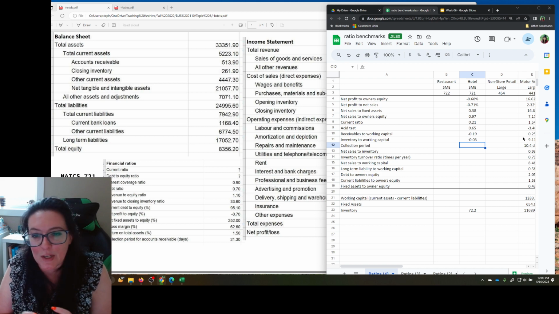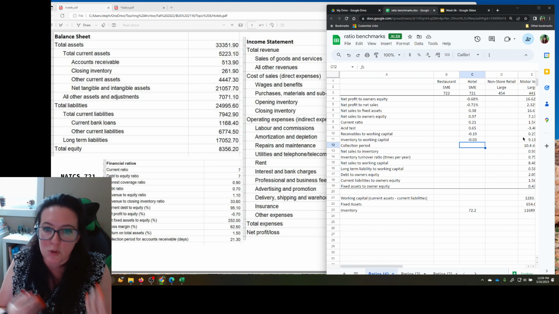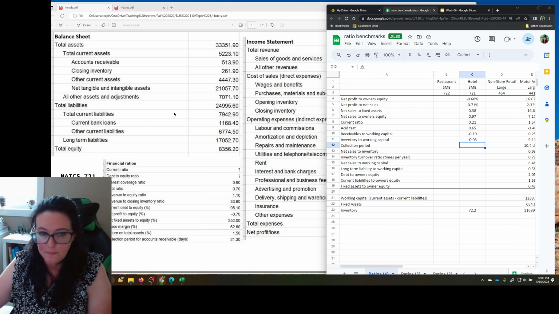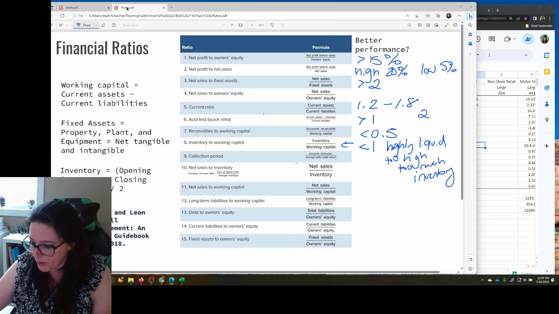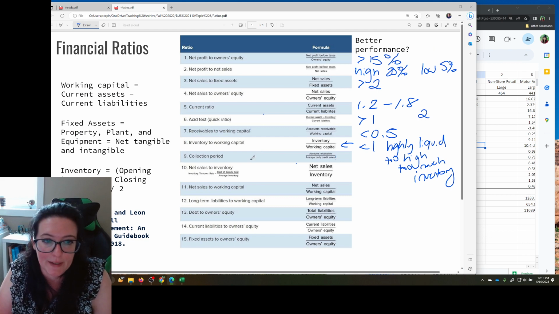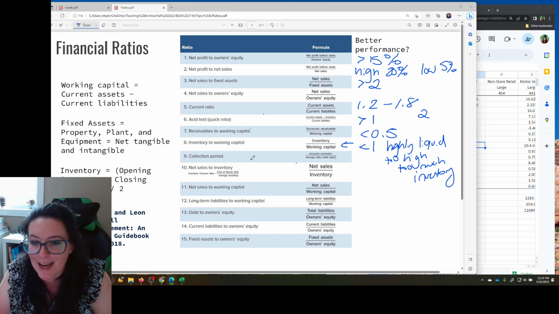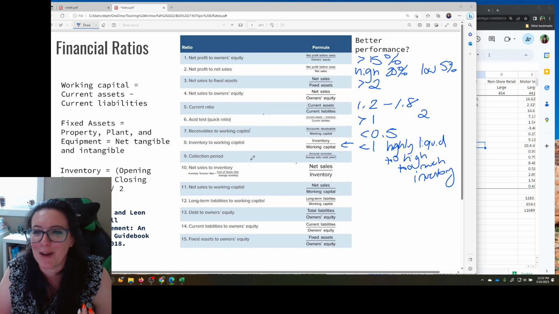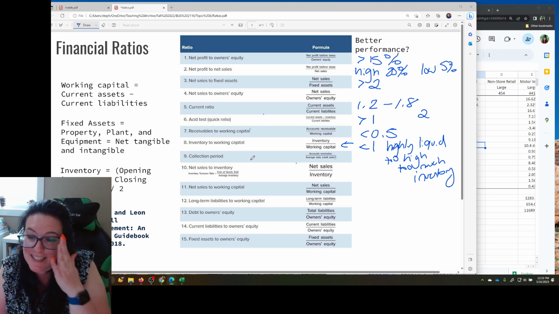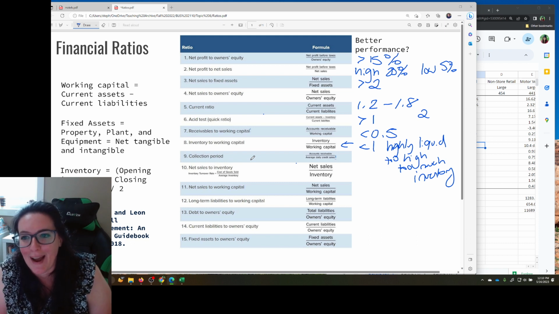And so within the industry, we can look at, is the number too low or too high? All right, let's go to our next ratio. So our next ratio is called collection period. So collection period is actually not a ratio as much as it is a measurement of the number of days it takes for people to pay you back. So the collection period you see here says accounts receivable. So that's your customers owe you money, divided by our average daily credit sales.